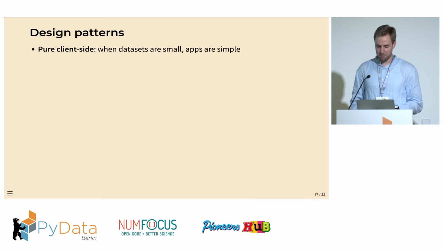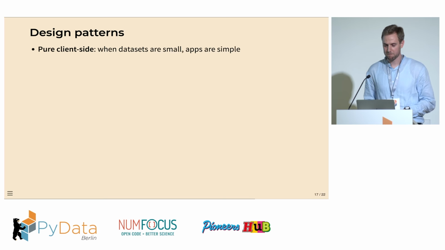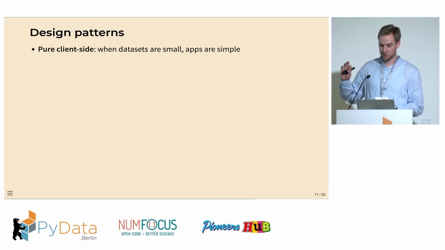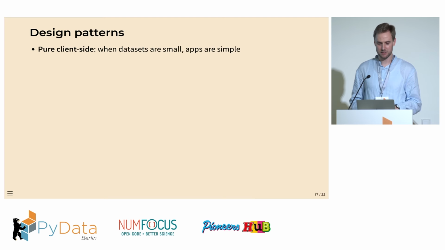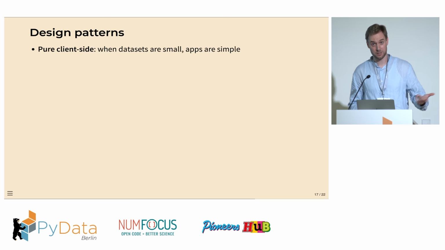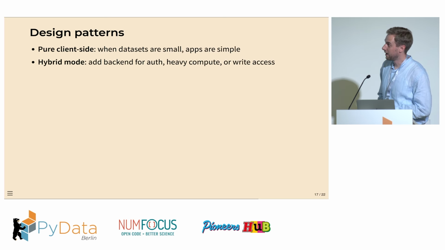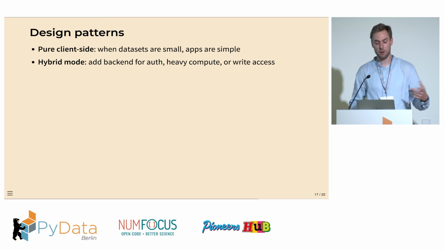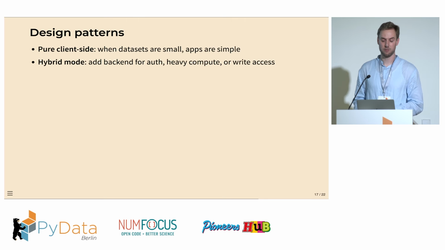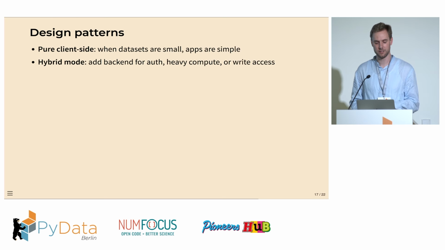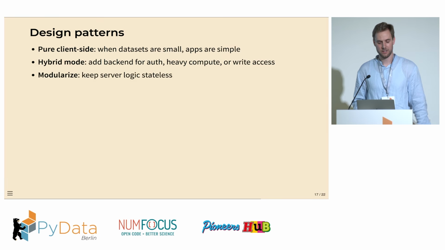So a few design patterns before I close. When the data sets are small and the apps are very simple, you can do everything on the client side, if the data can be public. As I've just described, hybrid mode can make sense if you need a backend for authentication or maybe even write access to a database. You could handle this there. Because every secret that you include in the Shinylive app will also be on the client. So you have to be very careful here.